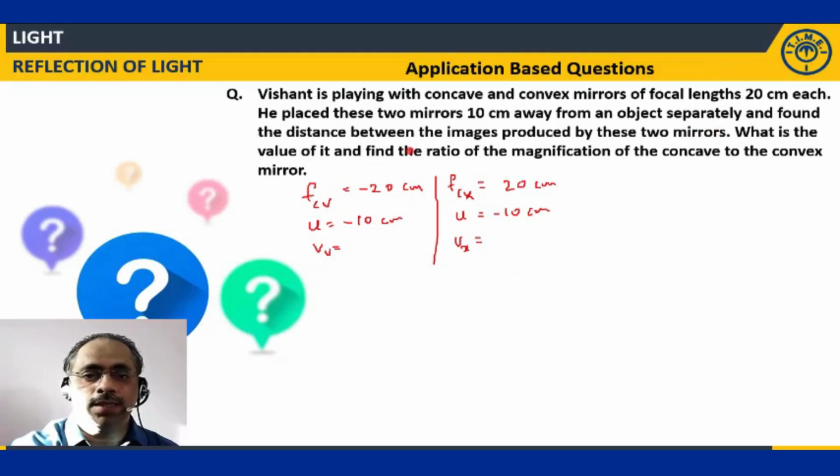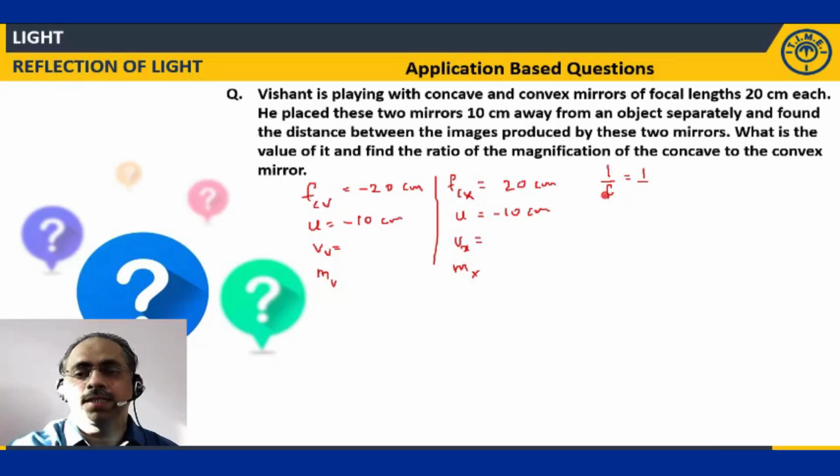Second thing, find the ratio of the magnification of the concave mirror to the convex mirror. So magnification in the case of a concave mirror and magnification in the case of a convex mirror. You want the ratio of these two. First, let us focus on how to get the value of V.